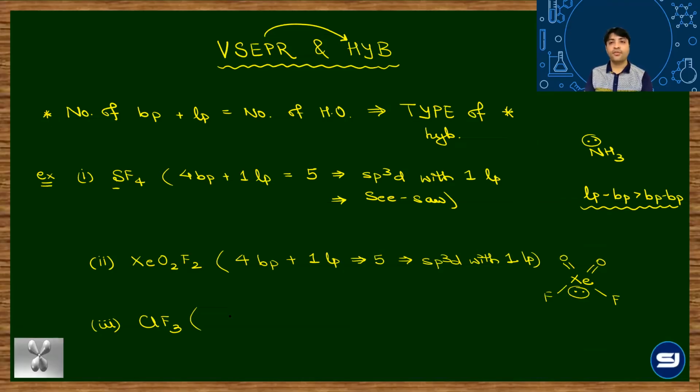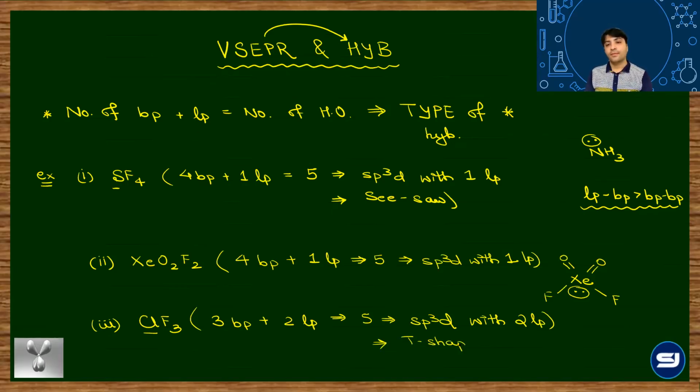Yes. Next one, ClF3. 3 BP, 2 LP. Bahut aasan hai. Chlorine central atom hai. तो पहले सेंट्रल एटम पे फोकस, मतलब क्लोरीन, देन टॉक अबाउट इट्स वैलेंस इलेक्ट्रॉन दैट इज 7. सात में से गए 3 फॉर्मिंग 3 BPs, बचे 4 दैट वुड बी 2 LPs. वंस अगेन 5 हाइब्रिडाइजेशन रिमेंस द सेम sp3d, बट नाउ विद टू लोन पेयर. सो व्हाट इज द शेप?